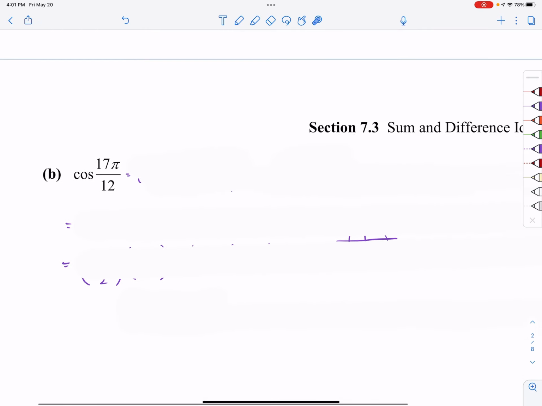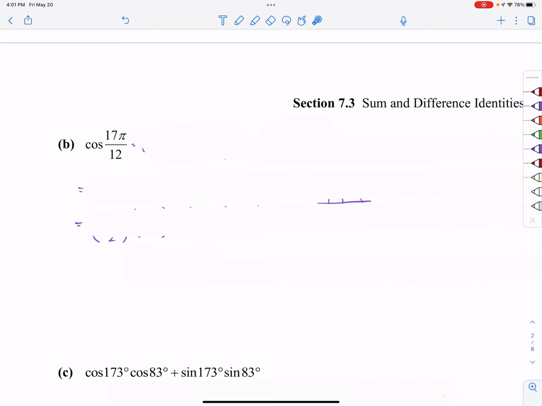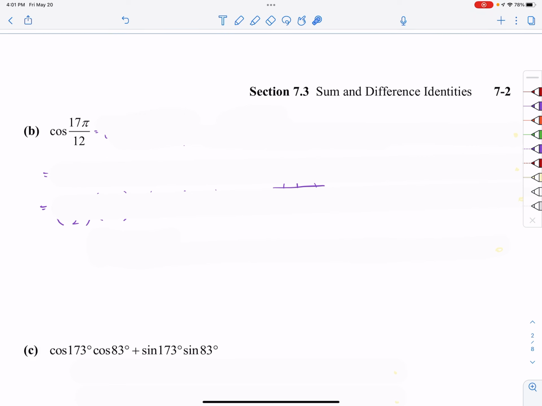All right, let's go to part B, where we are working in radians this time. So we have the cosine of 17 pi over 12. All right, what you want to look for this time is you want to go to your radian unit circle, and you want to find two values on our unit circle that will add or subtract to give you 17 pi over 12. Now, let me give you a couple of bad examples.